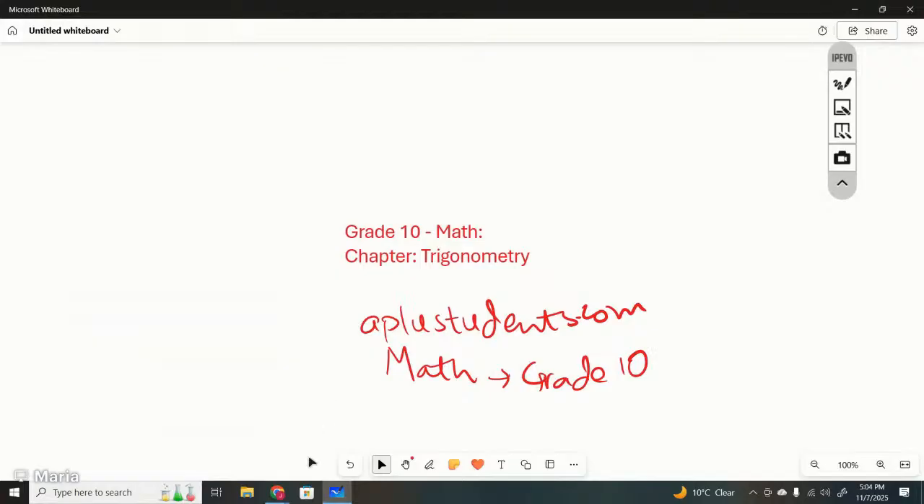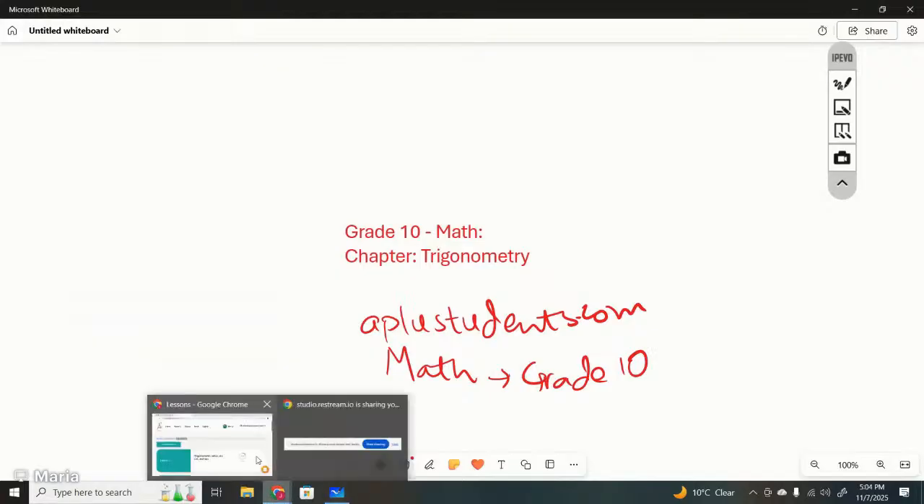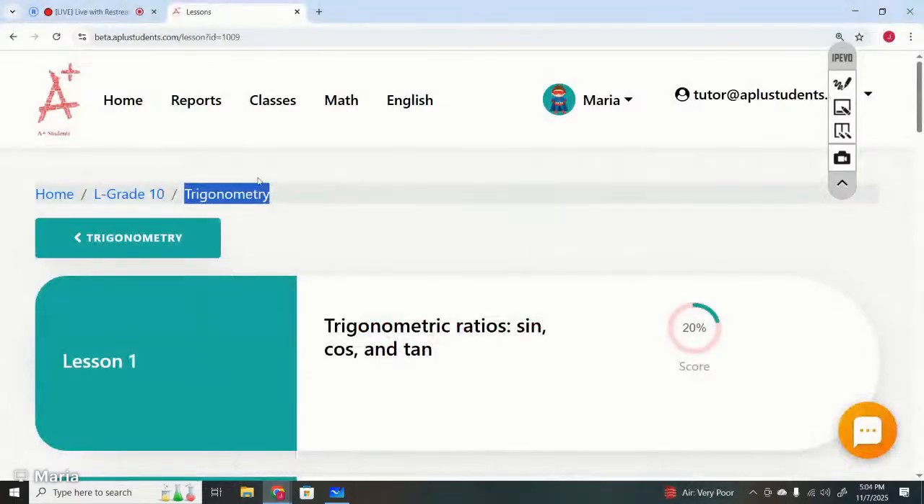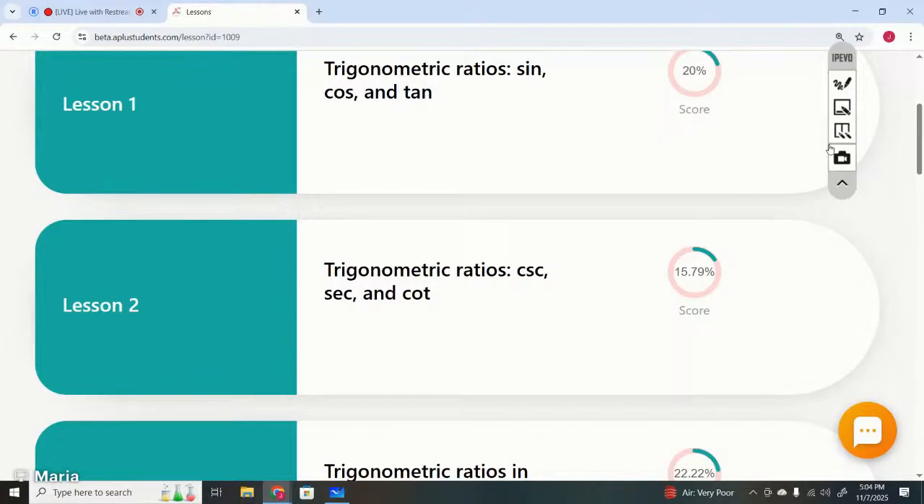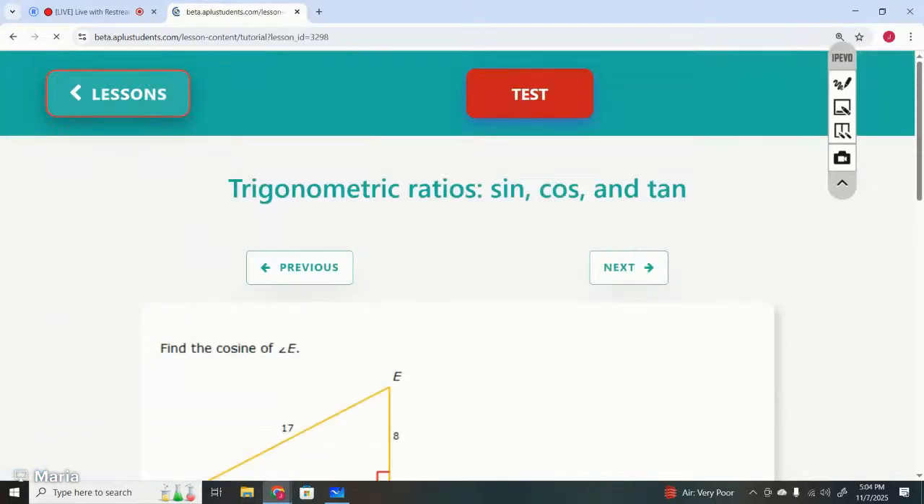We're going to start with the chapter trigonometry. Let's just start with the first lesson, that is trigonometric ratios, sine, cos and tan.